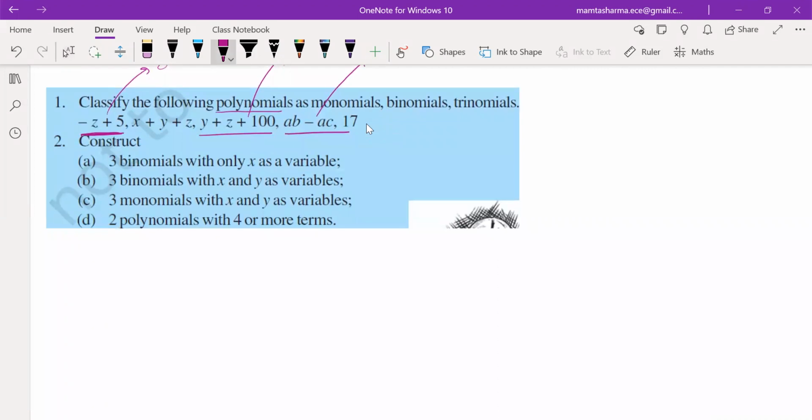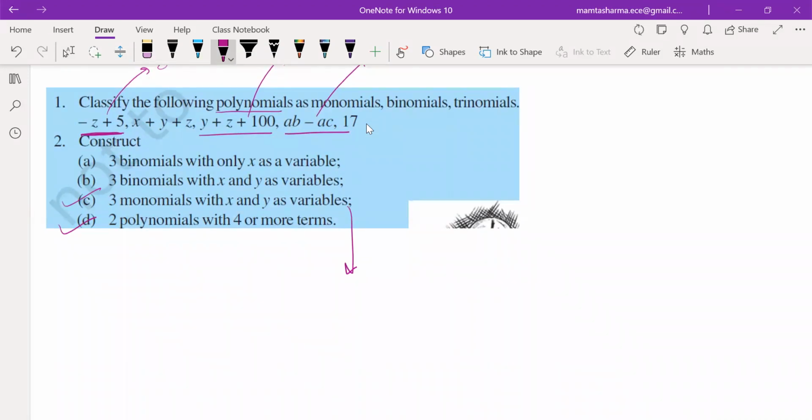Okay. Now do this question. Ma'am, can I say C1? Three monomials with x and y as variables. Tell me. Ma'am, three monomials means three separate monomial terms. Yes, I should make them. Okay.